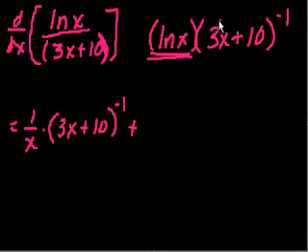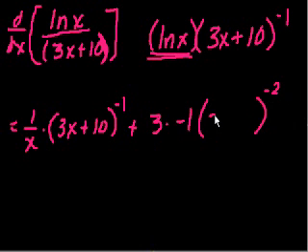For the derivative of the second term, first we have to use the chain rule. We take the derivative of the inside. Well, the derivative of the inside is easy. The derivative of 3x plus 10 is just 3. And then we take the derivative of the whole thing, so it's negative 1. That's 3 times negative 1 times that whole expression to the minus 2, 3x plus 10. And of course, this whole thing times the natural log of x.